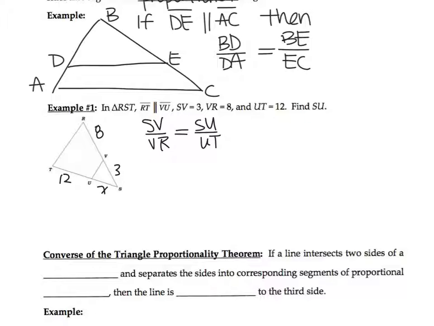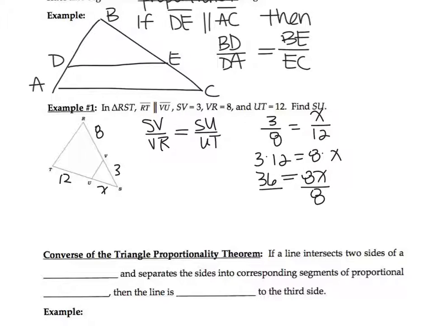So that leads us to plugging in what we know, that 3 over 8 is going to equal x over 12. Then we use cross products to solve. So we get 3 times 12 equals 8 times x. 3 times 12 is 36, so we get 36 equals 8x. Divide both sides by 8, and we get that x equals 4.5. So we know that SU equals 4.5.